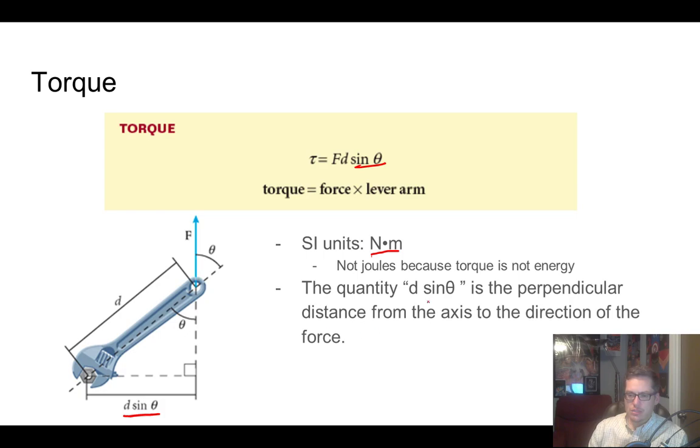It's the perpendicular distance from the axis to the direction of the force. Our force is headed this direction, so we've drawn a dashed line here, and then the perpendicular distance is this 90-degree angle. See that 90-degree right there? That's the d sine theta. That's the value we care about.